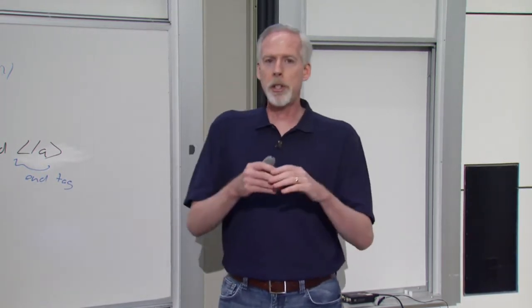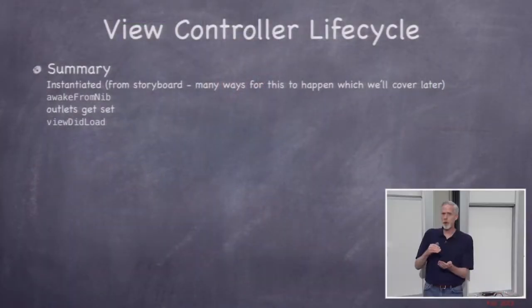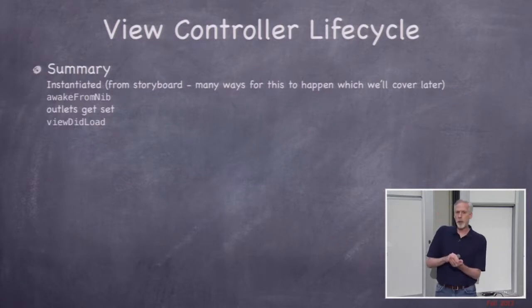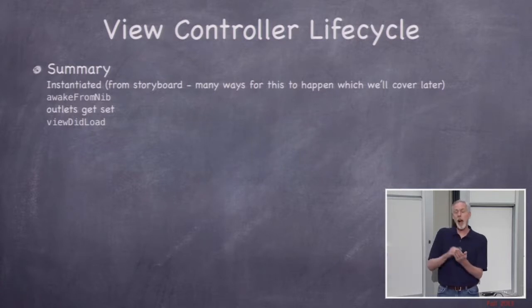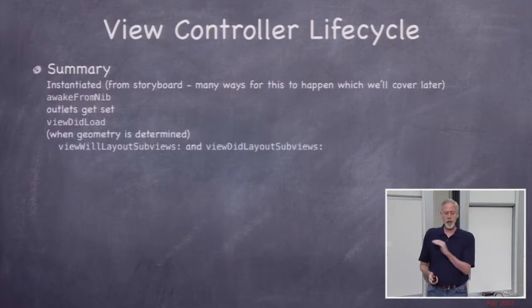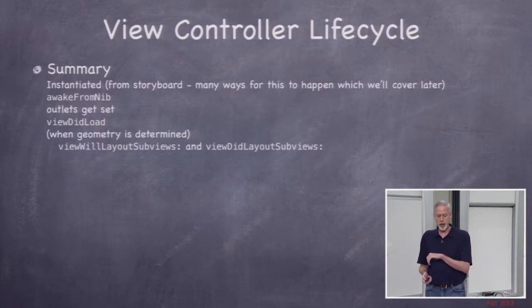Okay, so here's a summary of the view controller life cycle. It's instantiated from the storyboard, or someone could say alloc init. Okay, awakeFromNib gets called, if it came out of a storyboard, otherwise initWithNibName:bundle: gets called. The outlets get set if it comes from a storyboard. Then viewDidLoad is called. Then when the geometry is determined, willLayoutSubviews and didLayoutSubviews, there should be no colons there. I don't know why that's a mistake.